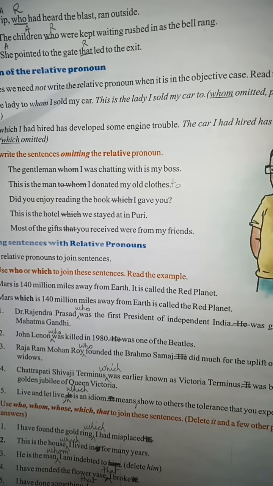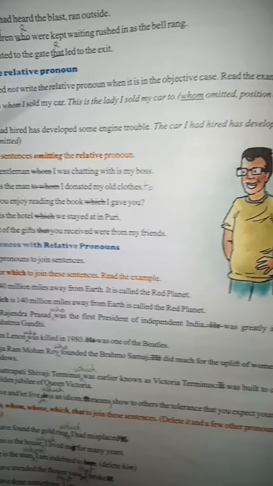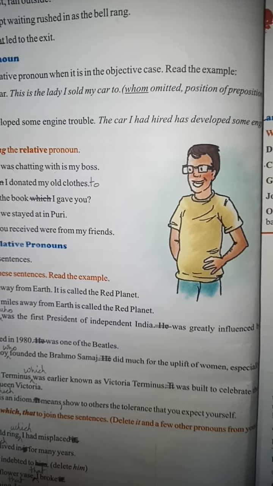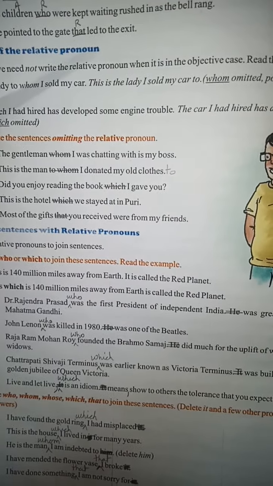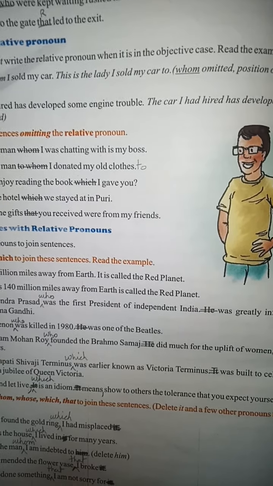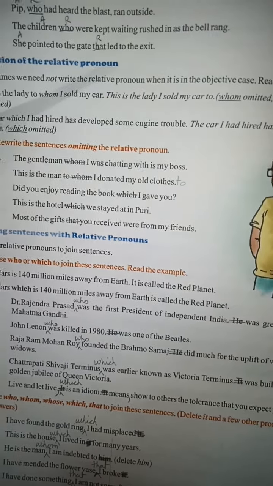The car which I had hired has developed some engine trouble. We can write it this way. The car I had hired has developed some engine trouble, which here is omitted. So, in relative pronouns, we can use them and we also can omit them.